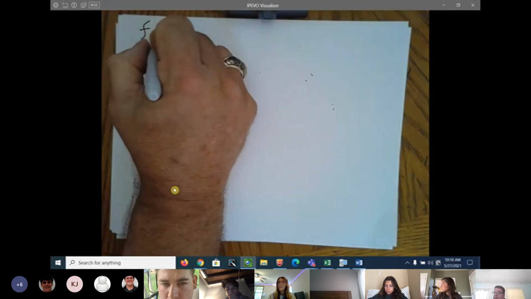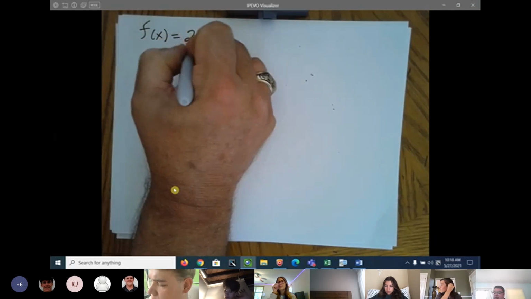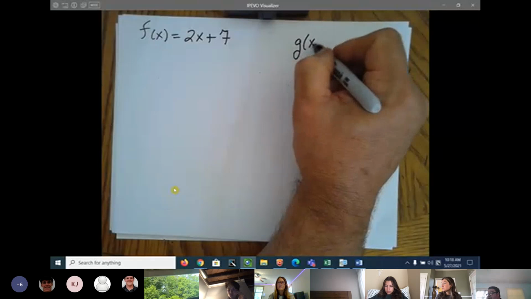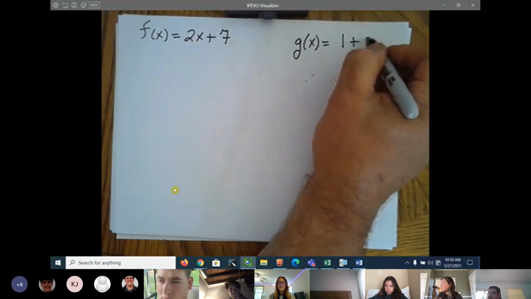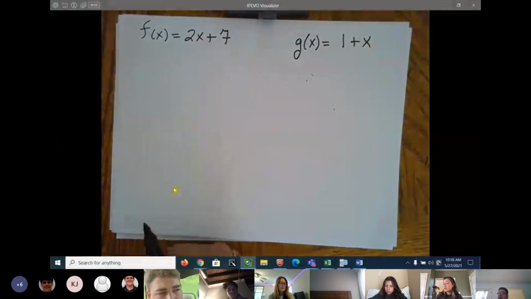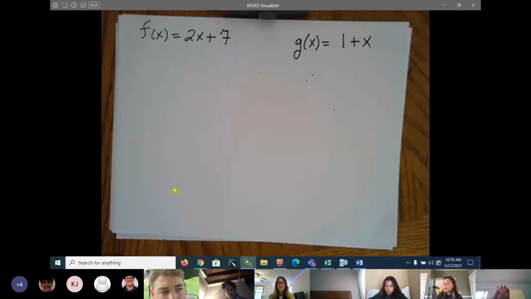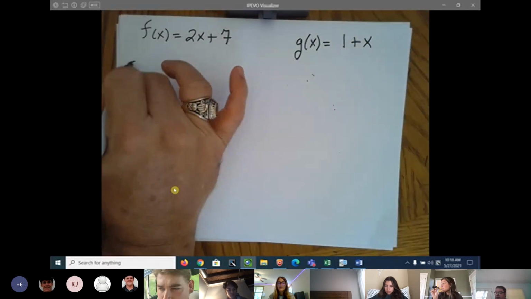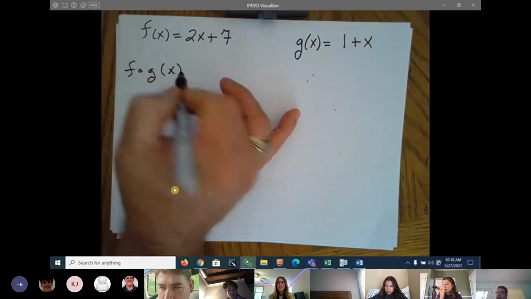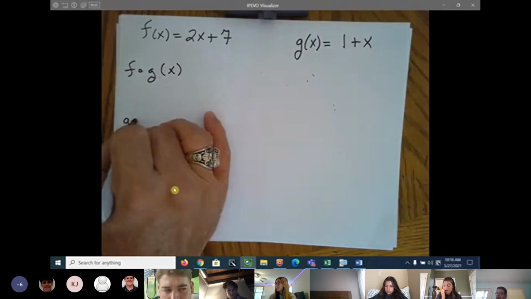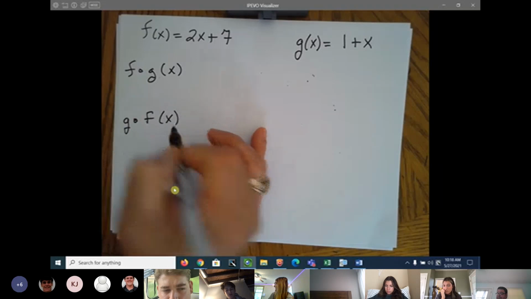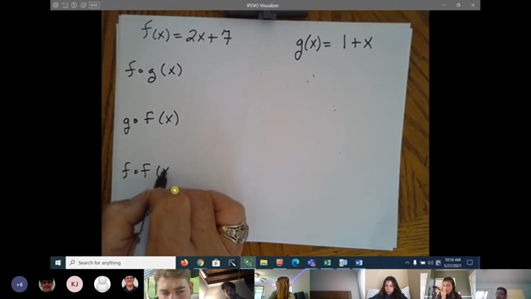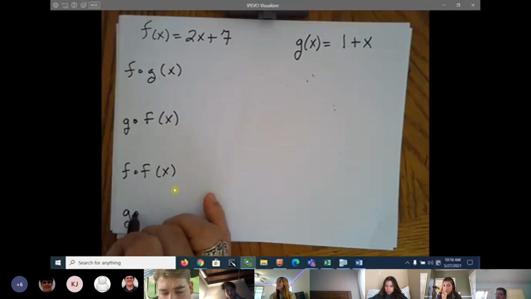f of x is equal to 2x plus 7. g of x is equal to 1 plus x. I'm going to do 4 compositions: f composed of g, g composed of f, f composed of f, and g composed of g.